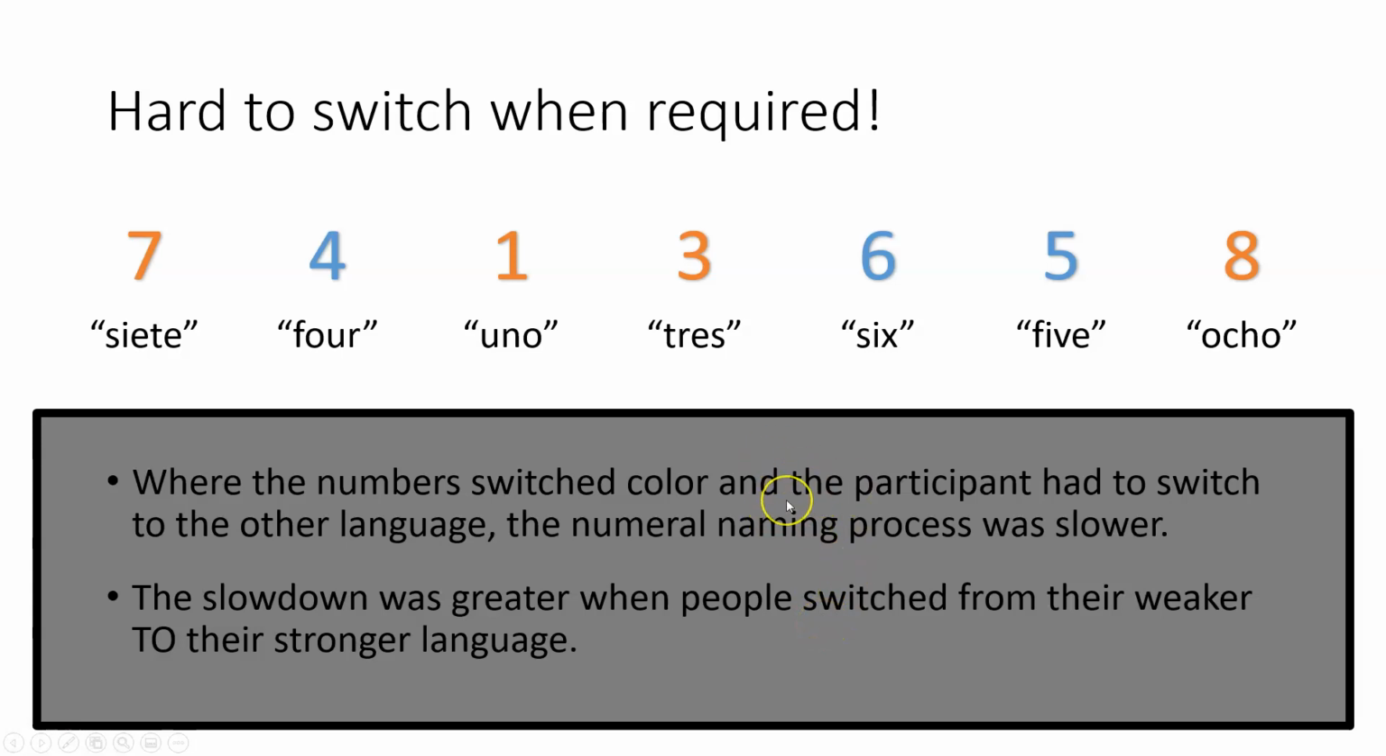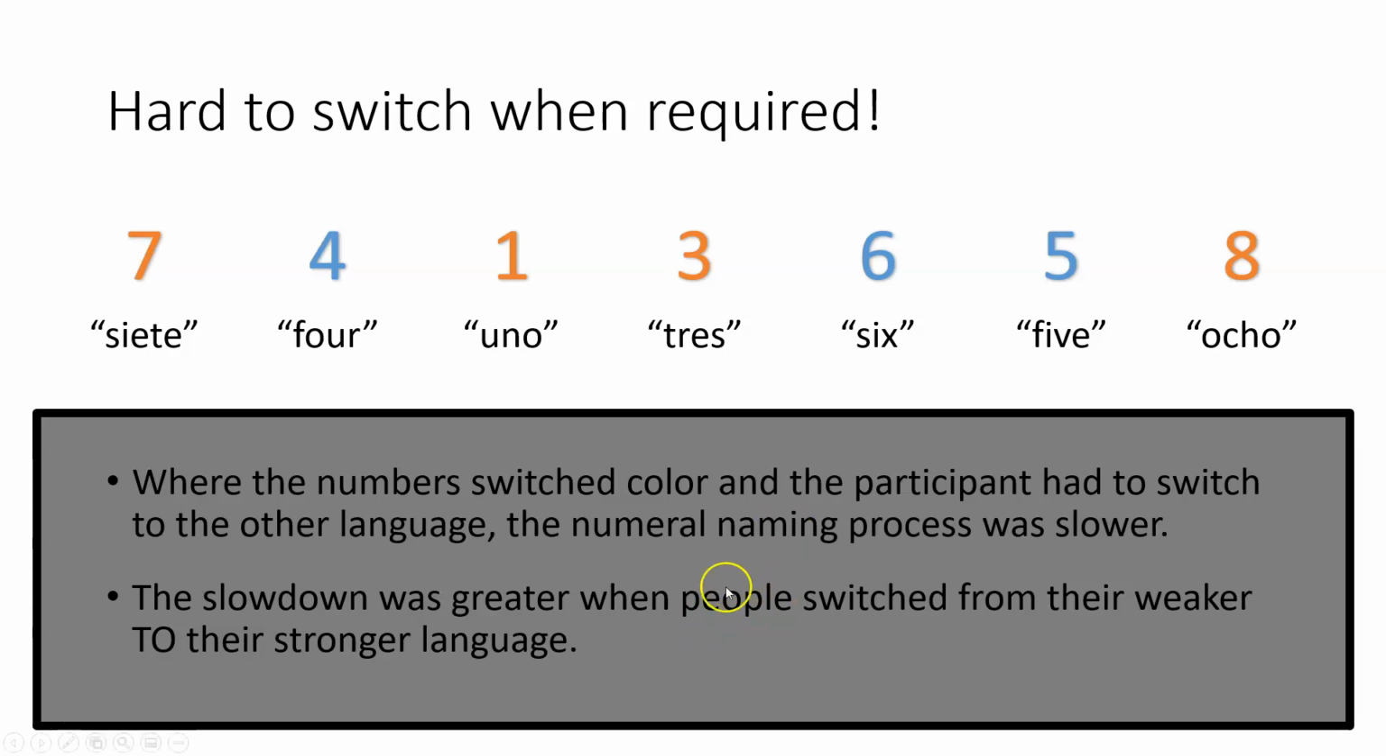This first one suggests that people are doing some work to inhibit the wrong language, so that when they have to switch away from the right language, the other one has been suppressed and is less accessible.